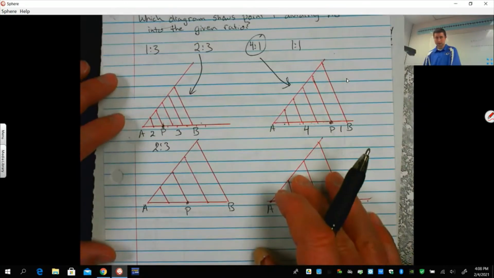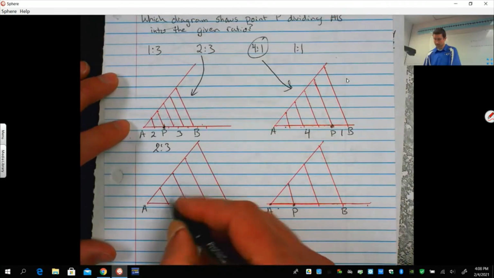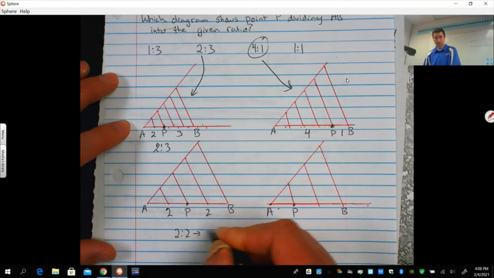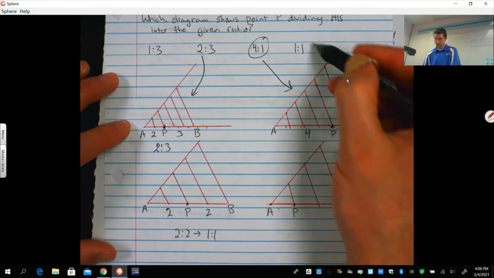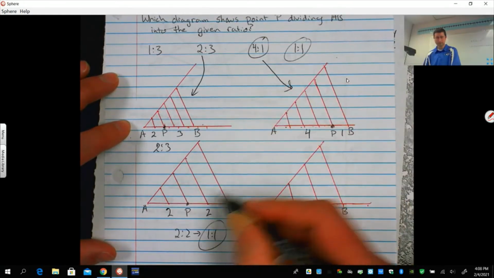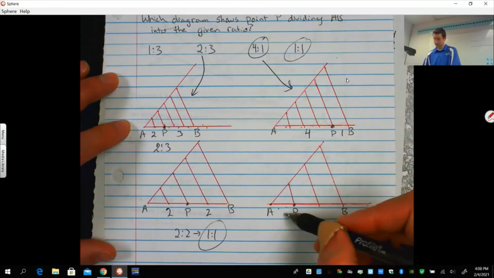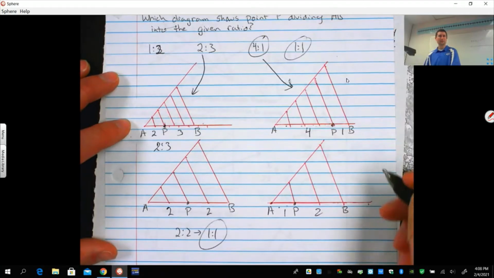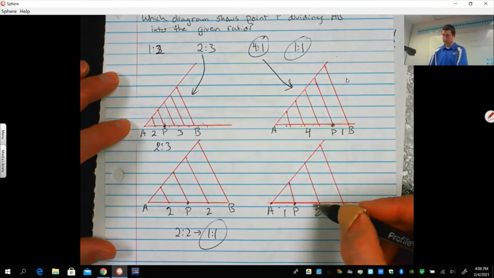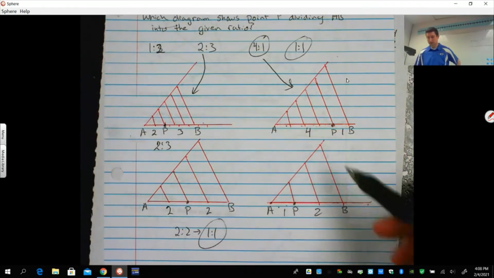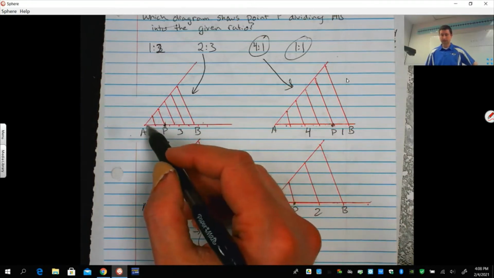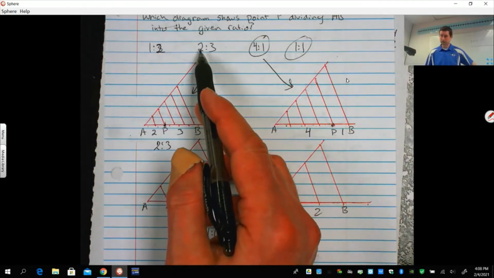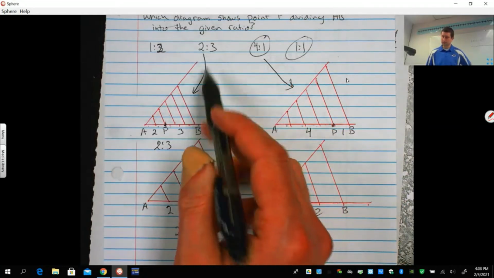Down here, there's 2 and there's 2. Well, 2 to 2 reduces to 1 to 1. So 1 to 1 would be this one. And then this final one is 1 to 2. Oops, that should be 2 there. It should be 1 to 2. So 1 to 2 would be that one. Just make sure the number of spaces in front of point P matches the first given ratio number, and the number of spaces after point P matches the second number.